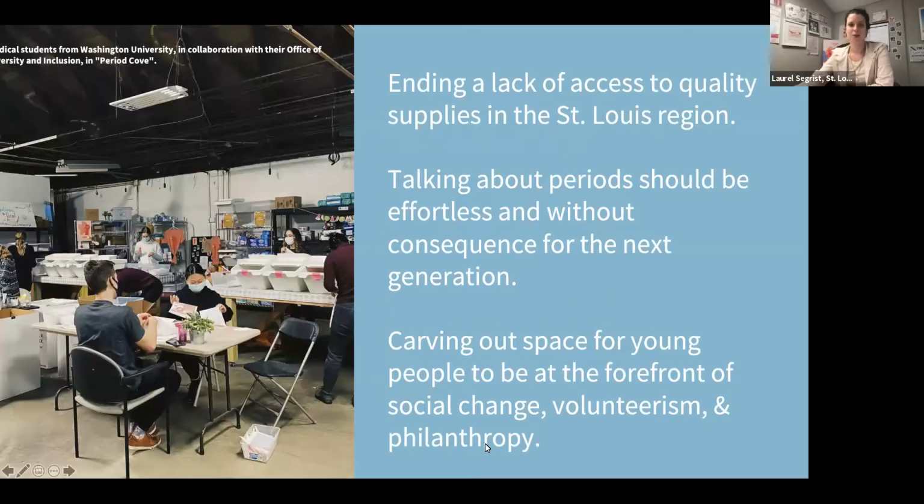There are a lot of things that we're doing here at the Alliance for Period Supplies and the St. Louis Area Diaper Bank. These are three that are near and dear to my heart. Obviously, ending the lack of access in St. Louis specifically, talking about periods and working around the issue of negative period stigma, and then carving out space for young people to be at the forefront of social change, volunteerism, and philanthropy. These are all a big deal to us here at the St. Louis Area Diaper Bank and the Alliance for Period Supplies.